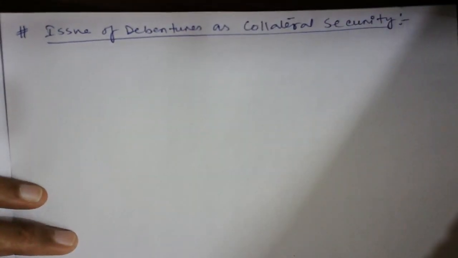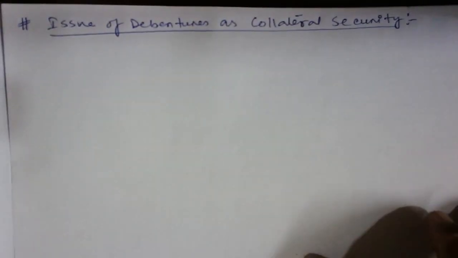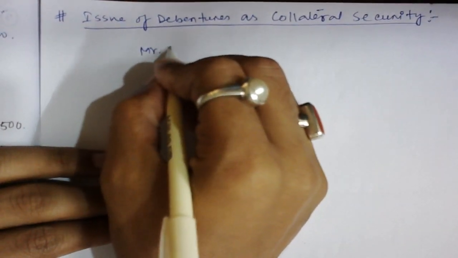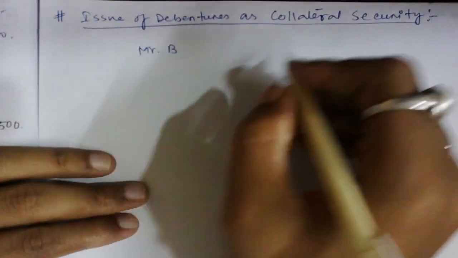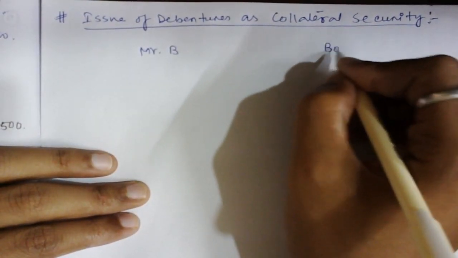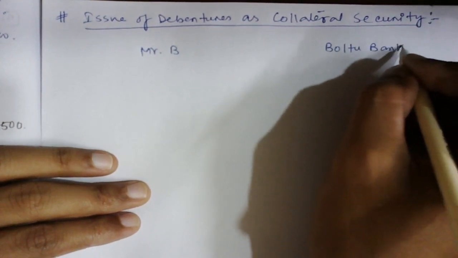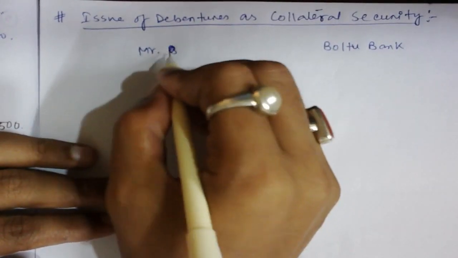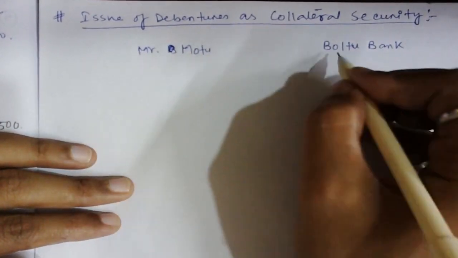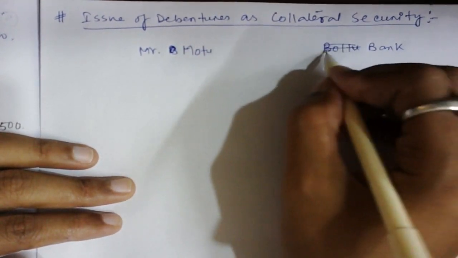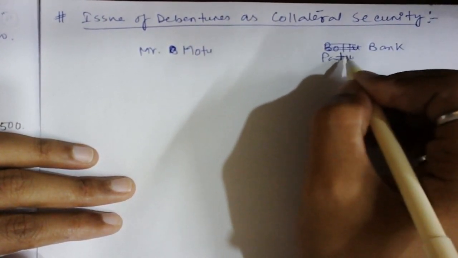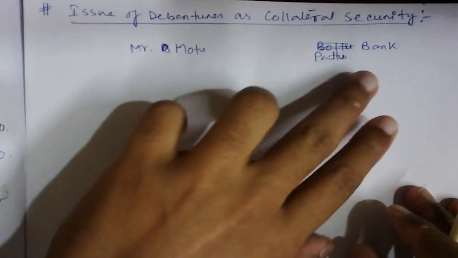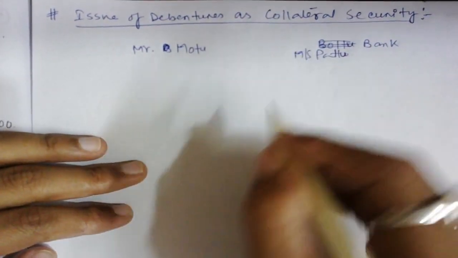See, the first concept, what is going to happen here? Try to understand. Suppose Mr. B is there, and here Boltu Bank is there. The bank name is very interesting. Okay, let us change this to Mr. Motu and Patlu Bank. Let us make it interesting, like cartoon characters. So Mr. Motu and Messrs. Patlu Bank. So what happened, do you know?